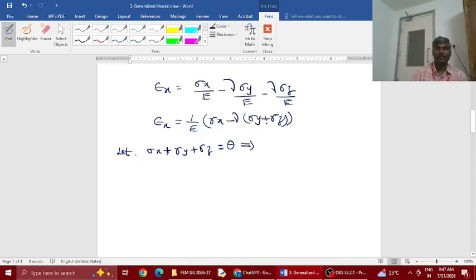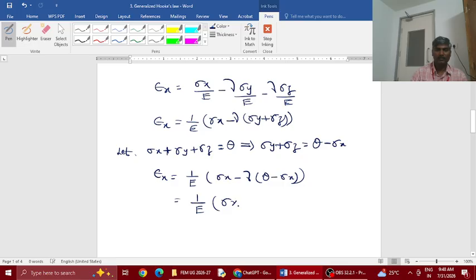Now from this I need sigma y plus sigma z. So sigma y plus sigma z will become theta minus sigma x. Let us substitute this into epsilon x equals 1 by E into sigma x minus mu into theta minus sigma x. Let us simplify: 1 by E, sigma x, mu theta plus mu sigma x.